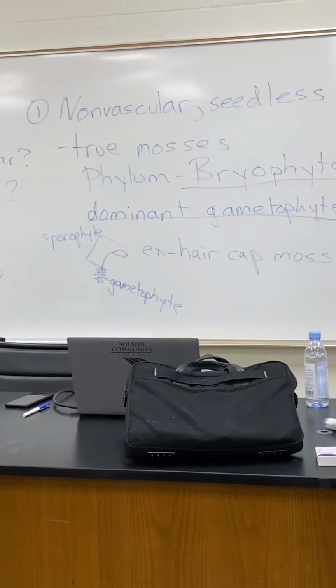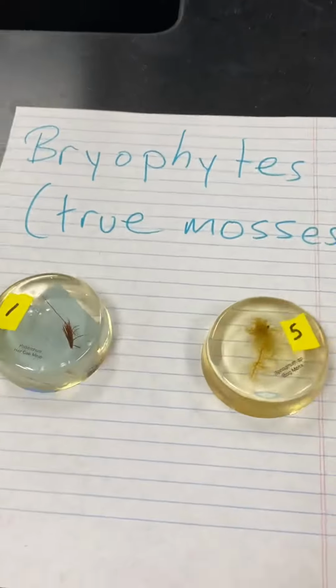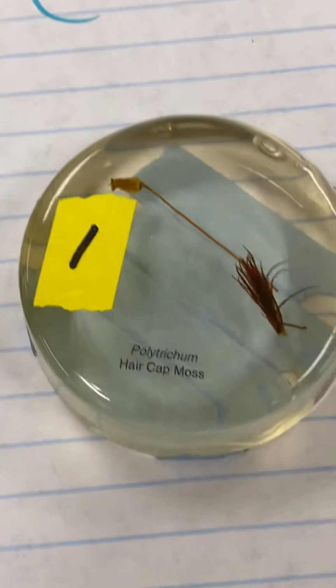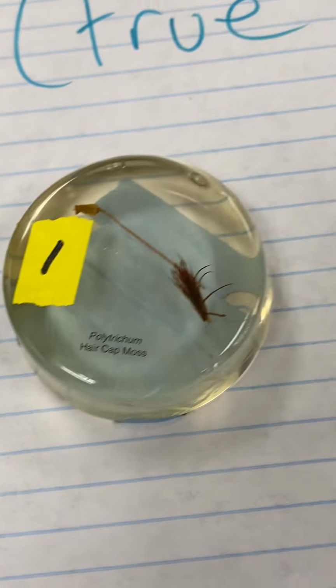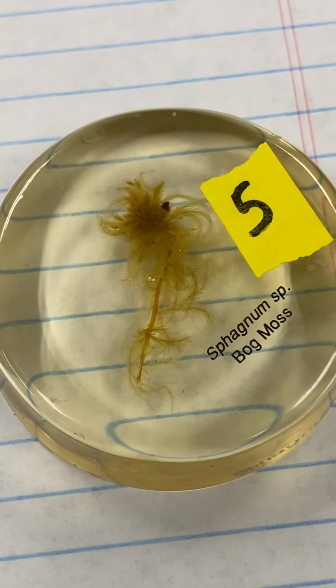Now, Katie, if you will, put your camera on the bryophytes. These are our examples of bryophytes. One is called the haircap moss, and then number 5 is called the bog moss. They are both true mosses or bryophytes.